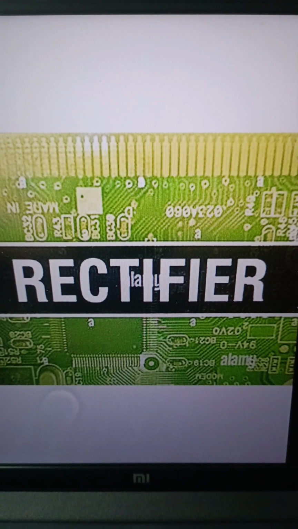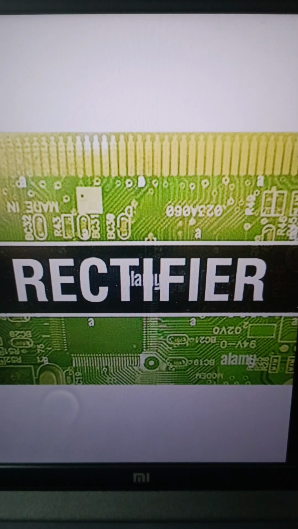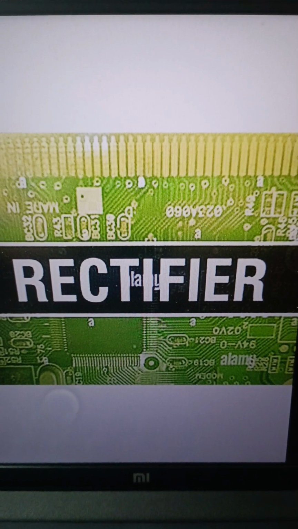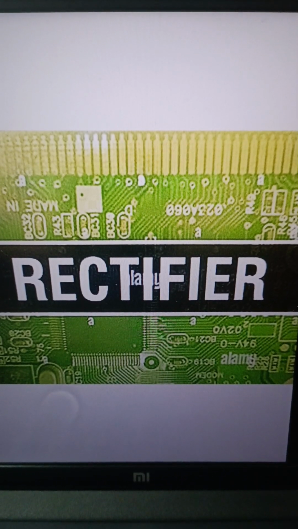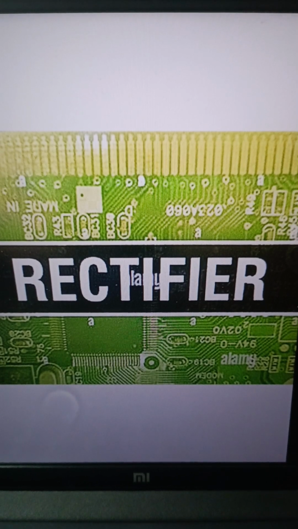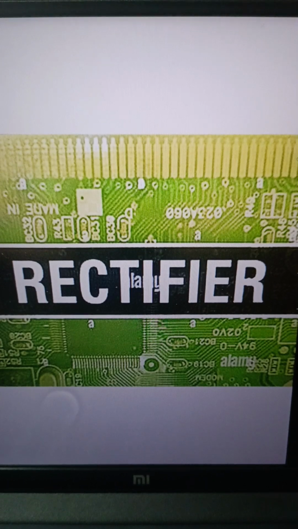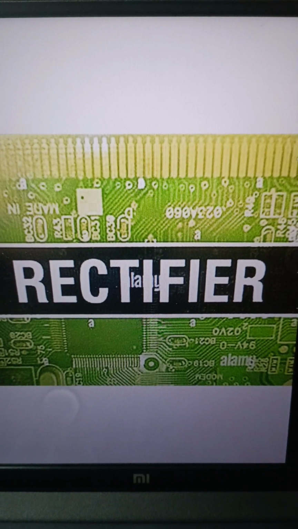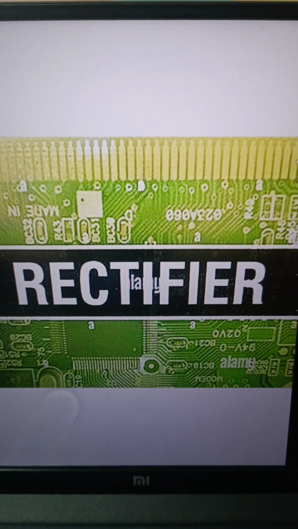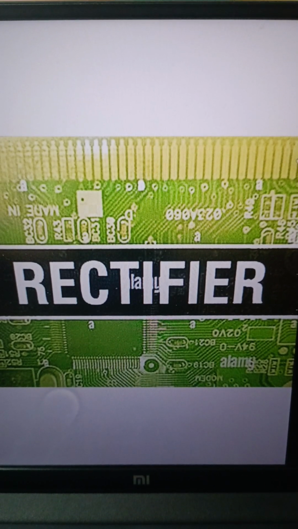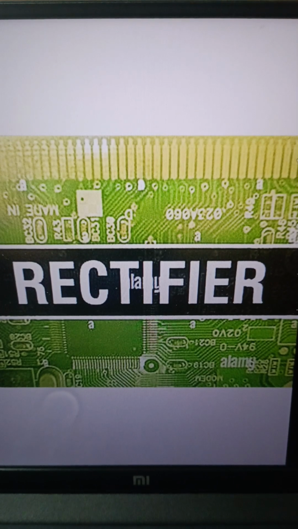So what is meant by rectifier? काय आहे rectifier? So rectifier is the electronic circuit which converts AC to DC. Okay, AC means alternating current into DC means direct current. So it is the circuit which converts AC into DC.